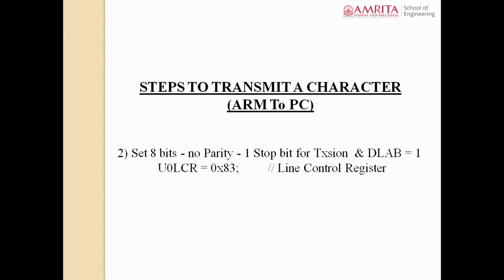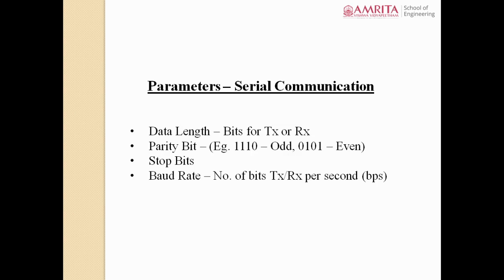In step number 2, we are going to configure parameters for serial communication. So what are the parameters for serial communication? These are the parameters. The first parameter is the data length: how many bits you are going to transmit or receive at a particular time. That is known as the data length.